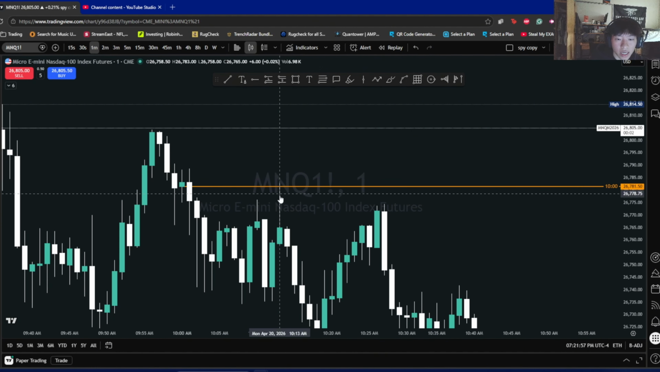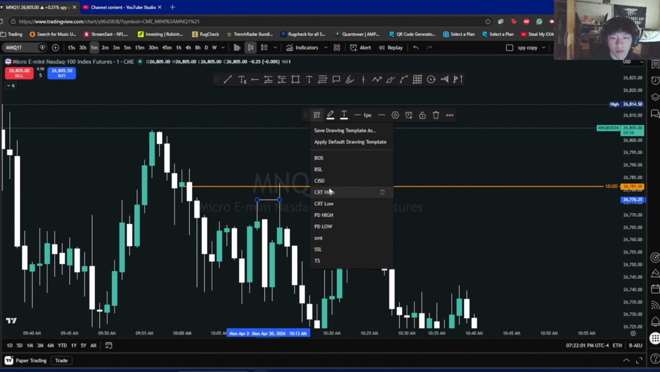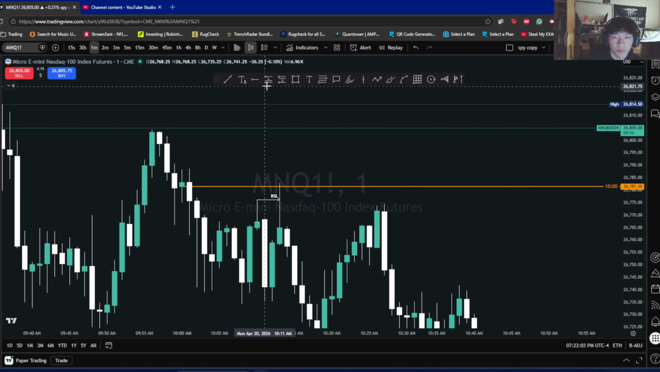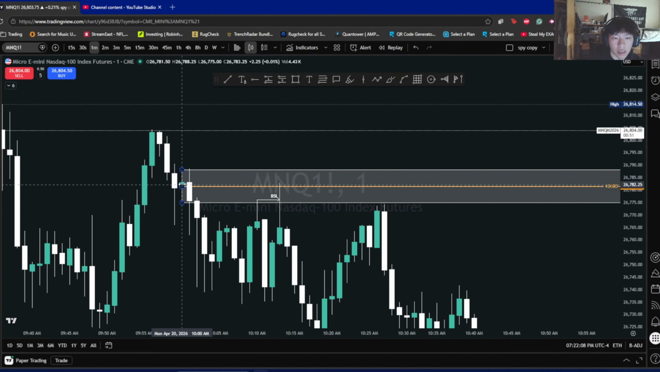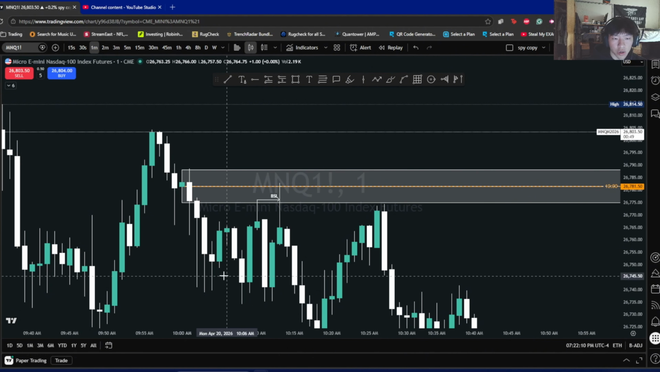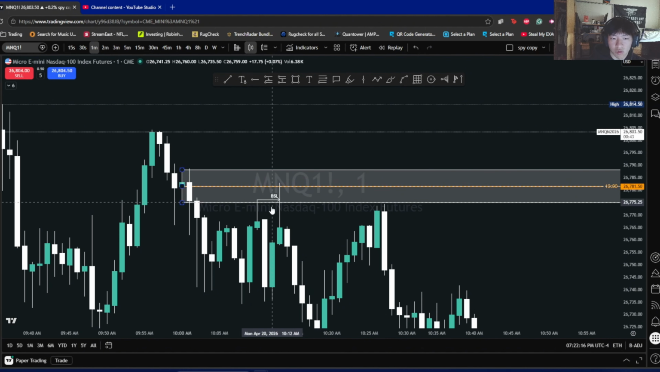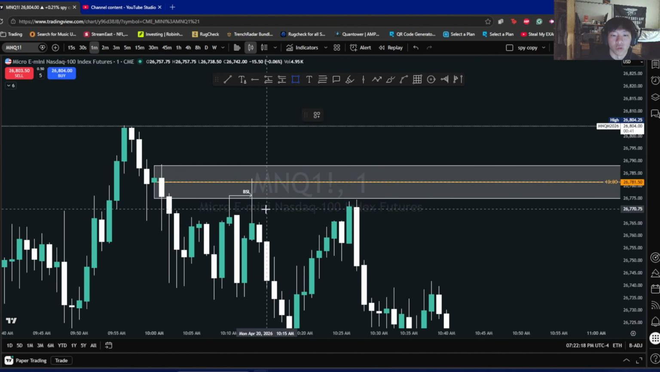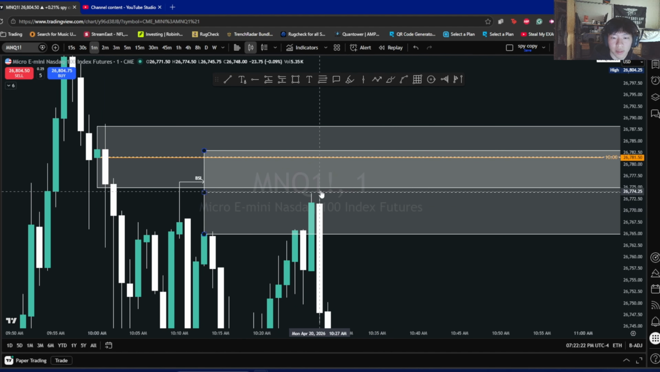So it rejects off this key level while taking minor buy side liquidity, as well as our order block right here. This is the bullish candle before the bearish move. The order block lines up perfectly to the 50%, so we know price rejected off of this rejection block. We can see here price tap the CE. What does CE mean? CE just means 50%.